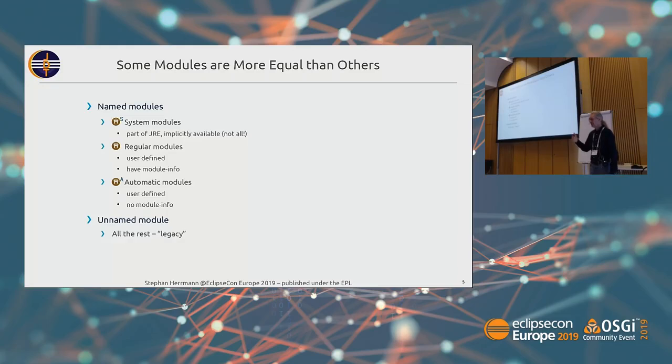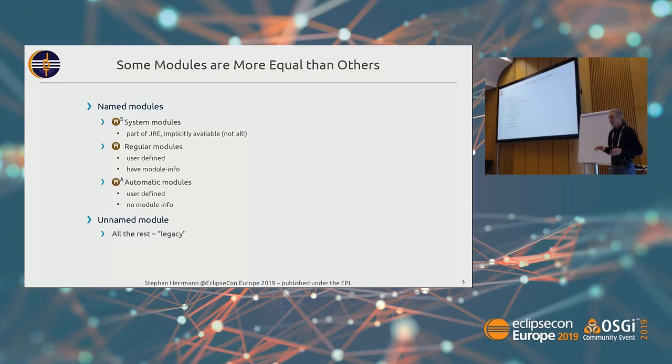The basic understanding is all code lives in modules, and all modules are created equal, except, of course, some modules are created more equal than others. The most equal modules are the system modules, which are contained in the system library, also known as the JRE. They are always available for every program without doing anything, except some of them are sometimes not available. We'll talk about this later.